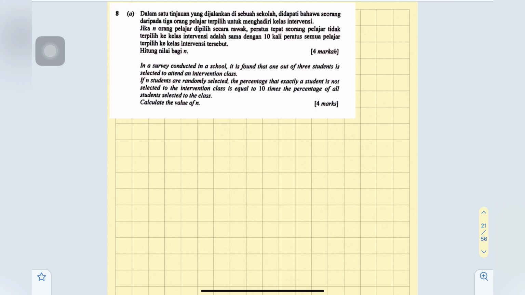Okay, so from this question, we can identify the words "randomly selected" and "percentage". So maybe this is the topic of probability distribution. We have to identify the variable. The variable X is the number of students who attend the intervention class.